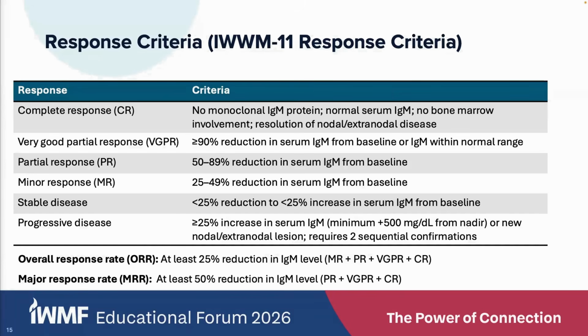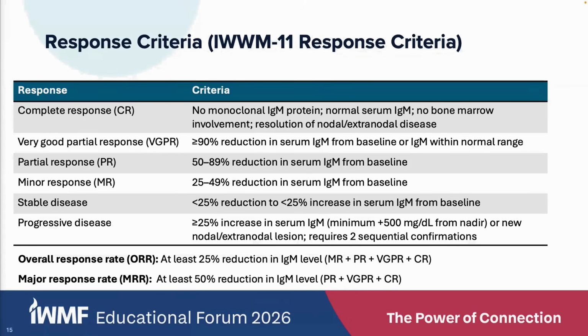These numbers can sometimes fluctuate. So that's why the criteria are a little bit strict. It has to be more than 25%, it has to be at least 500 milligrams per deciliter, and it has to be confirmed on 2 consecutive readings before we call it progression. Now, if the patient comes in and they have a lot of symptoms and their hemoglobin is really down, that's a different story. We don't always have to wait 3 months, etc. But if they're doing fine otherwise, we just don't make a decision based on one lab reading.